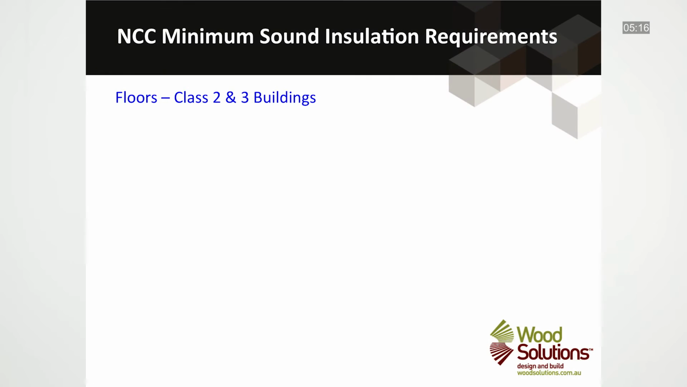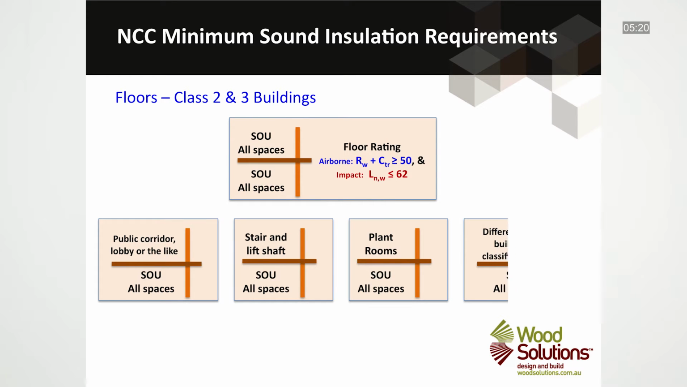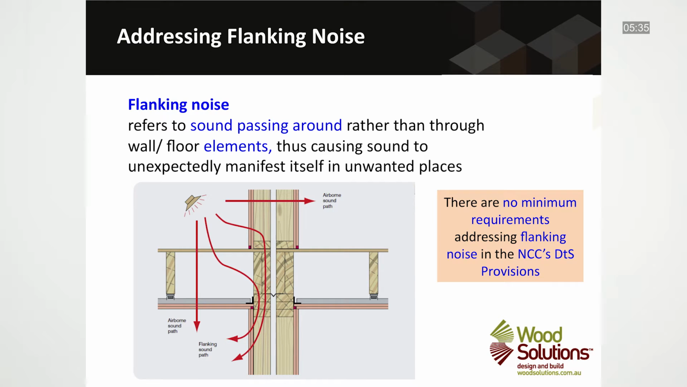For floor elements in Class 2 or 3 buildings, the minimum NCC sound insulation requirements for all different room scenarios is an airborne rating greater than 50 and an impact rating less than 62. Flanking noise also needs to be considered. Flanking noise refers to sound passing around rather than through wall or floor elements, thus causing sound to be heard unexpectedly in unwanted places. It should be noted that there are no minimum requirements addressing flanking noise in the NCC's DTS provisions.